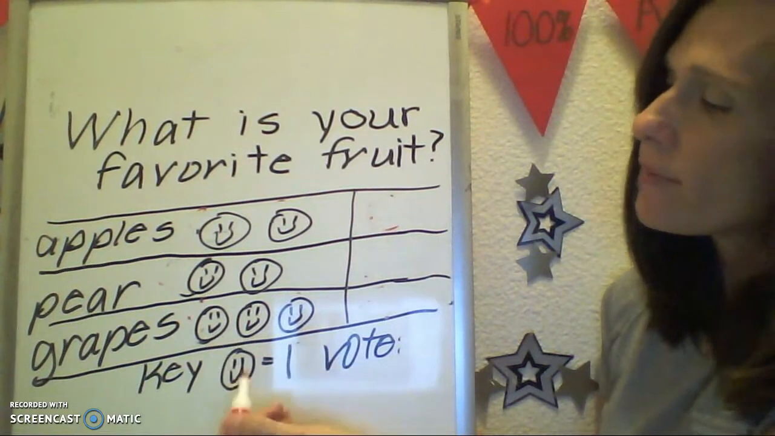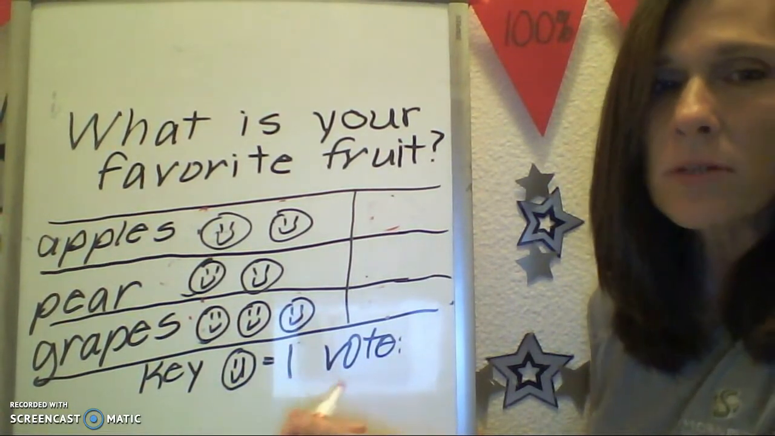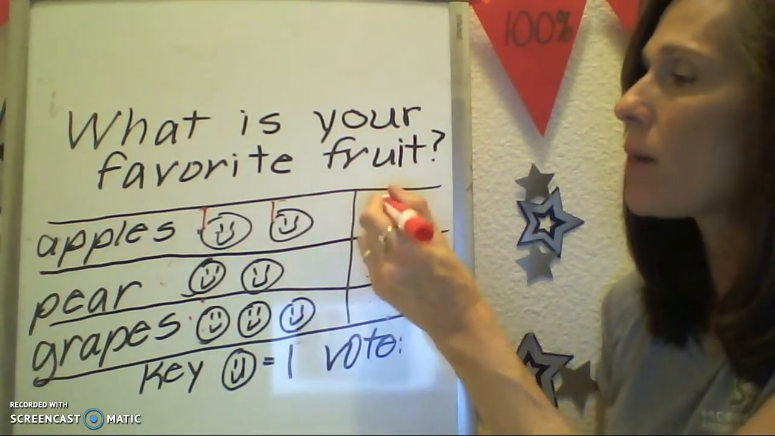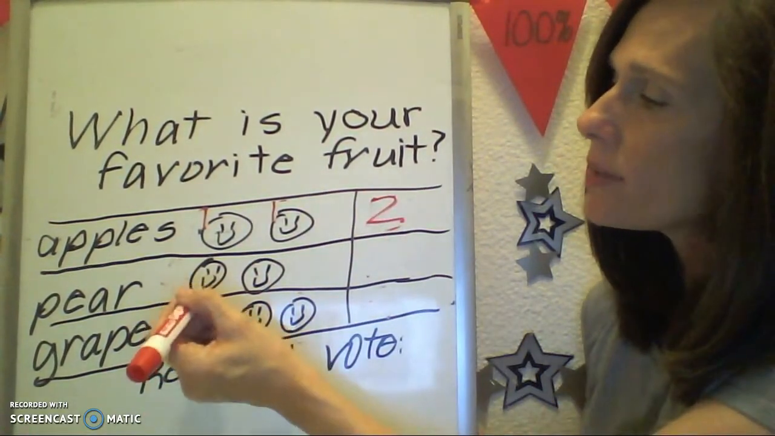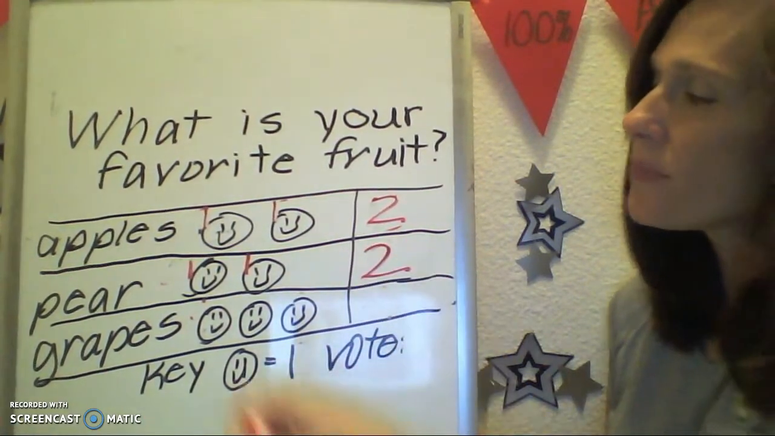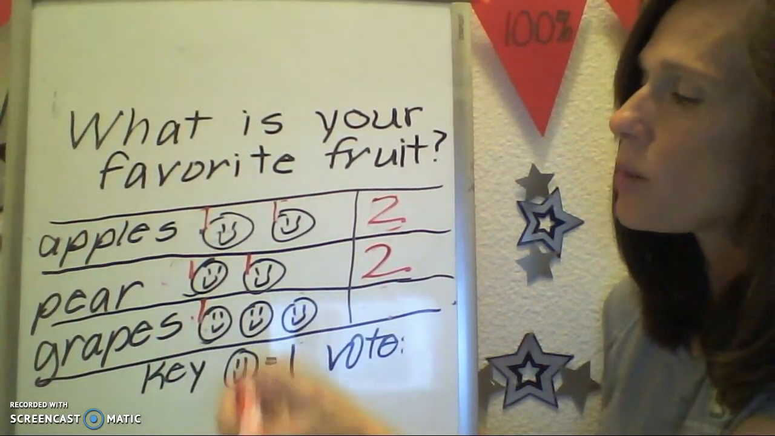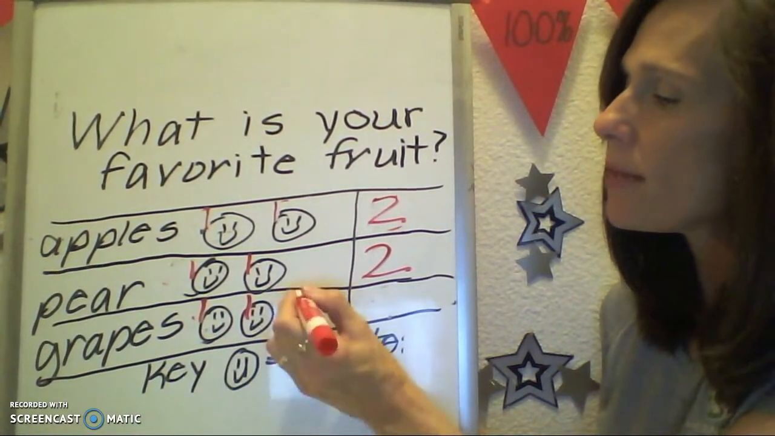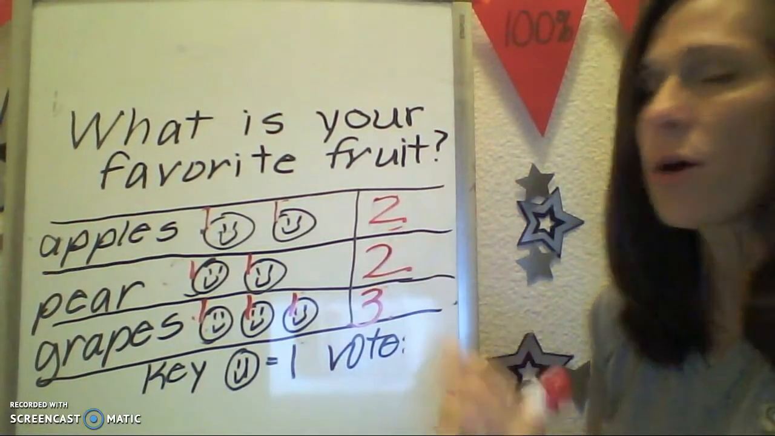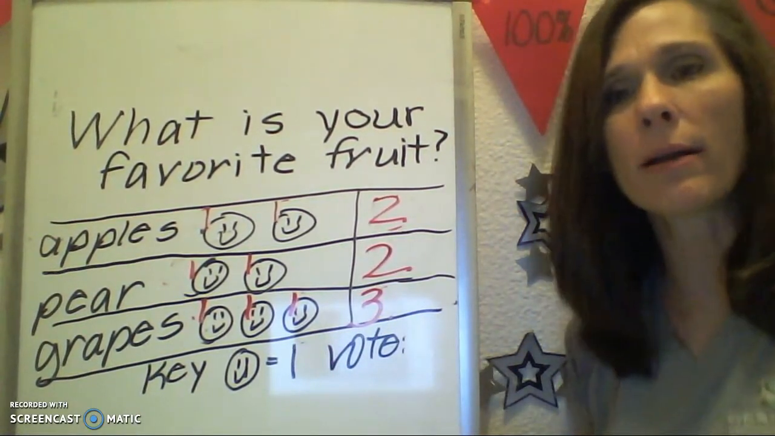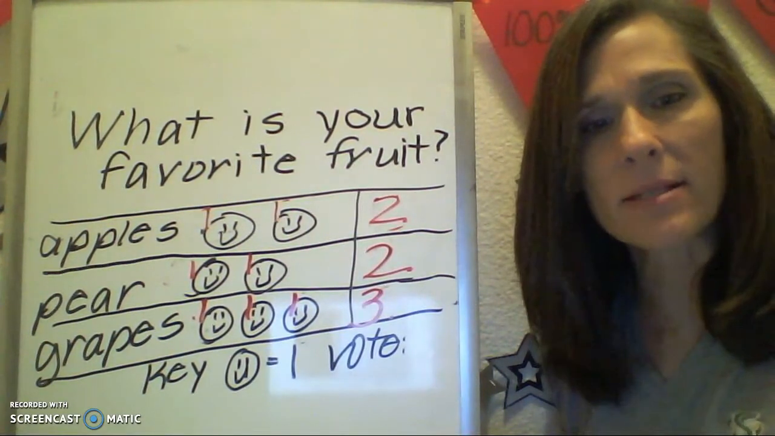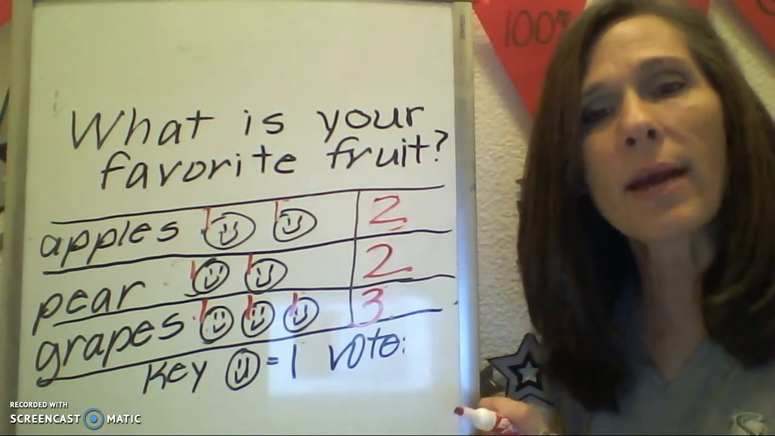Okay, so if a happy face equals 1 vote, that means this happy face gets 1 and this happy face gets 1, so that would be 2. Here, this happy face gets 1 vote, this happy face gets 1 vote, so 2. This happy face means 1 vote, this happy face means 1 vote, and this happy face means 1 vote, so 3. Okay, so you see the totals change depending on how many votes each picture in our picture graph represents. Okay, so that's really important for getting the right answer.